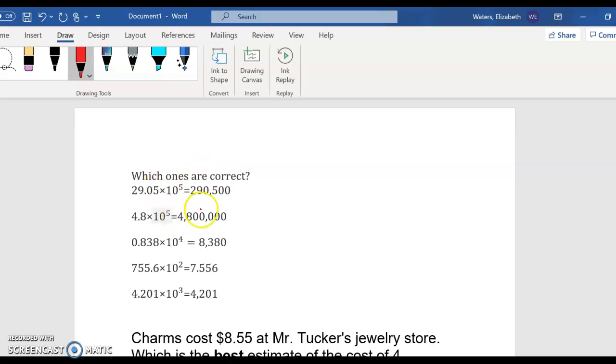So if we're looking at all these, we need to actually test all of them. So let's look at the first one. This one right here, I'm going to look at this one first. And it says 29.5/100 times 10 to the 5th power. That 5, that exponent, tells me I'm going to move my decimal 5 times. The operation tells me what direction. When you multiply, you're going to move to the right. So I'm going to move my decimal in this number 5 times to the right.